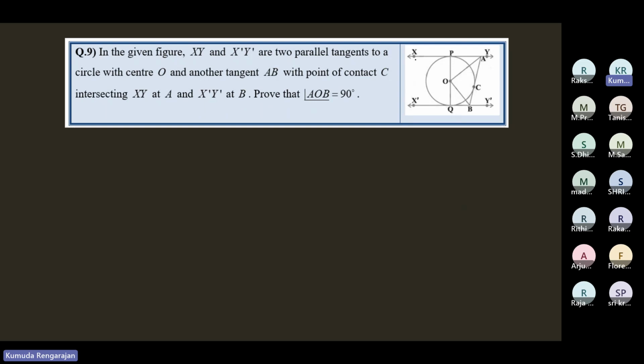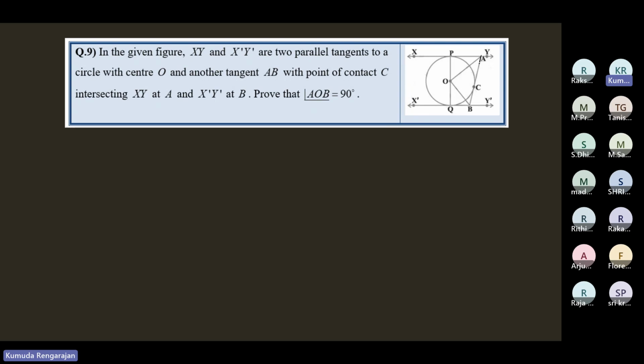So I'll just tell you the information given again. In this figure, XY and X dash Y dash are two parallel tangents to the circle. The point of contact of XY is P and of X dash Y dash is Q. So we know that PQ is the diameter. It passes through O, but not because of that. Even if O was not marked, we know that PQ is the diameter. Then they're talking about a third tangent AB. Not only XY and X dash Y dash are tangents, there is one more tangent AB.